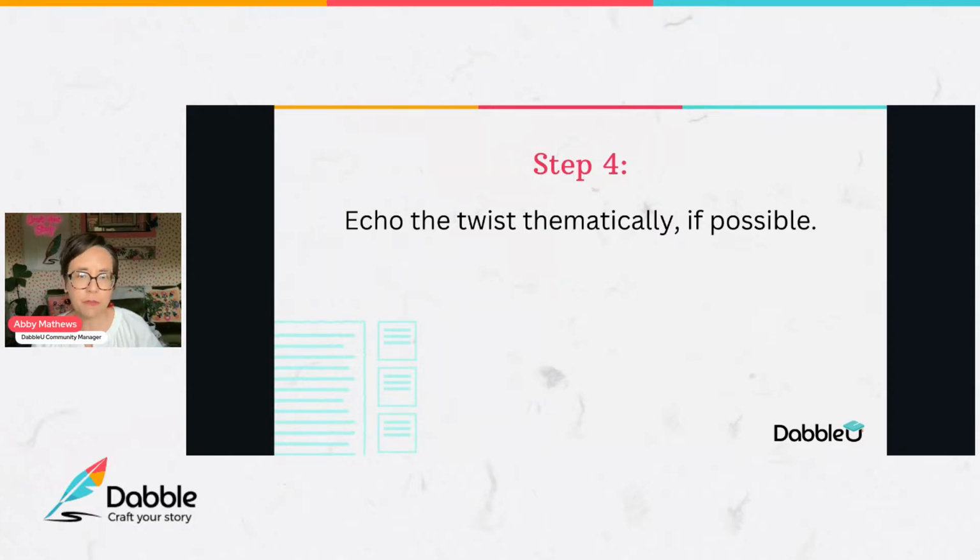Okay? So the last step I want you guys to think about, step 4, is to echo the twist thematically if possible. So a great twist doesn't just shock you. Remember, it resonates with the core of your story.